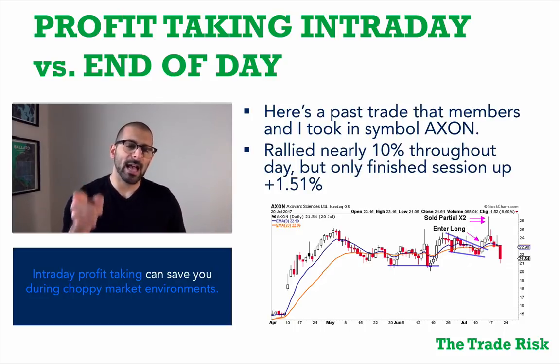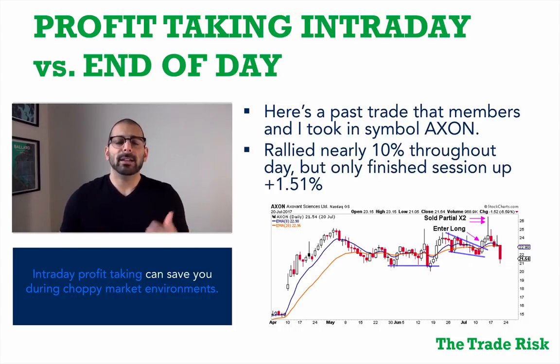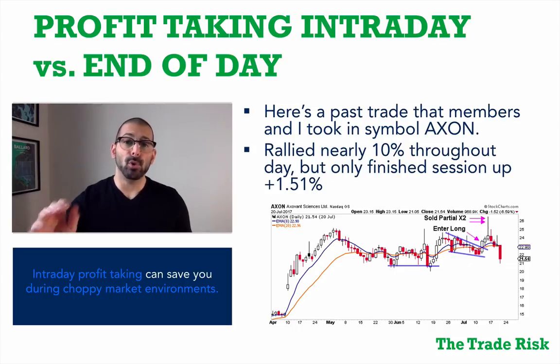Reasons for exactly what AXON just did here are reasons I take profits intraday. I try to be smart about the levels at which I'm taking profits, but I like to take them intraday. In this example, we sold twice intraday, one in the mid 25s, one above $26, and we had, I think, 60 or 70% of that position booked.